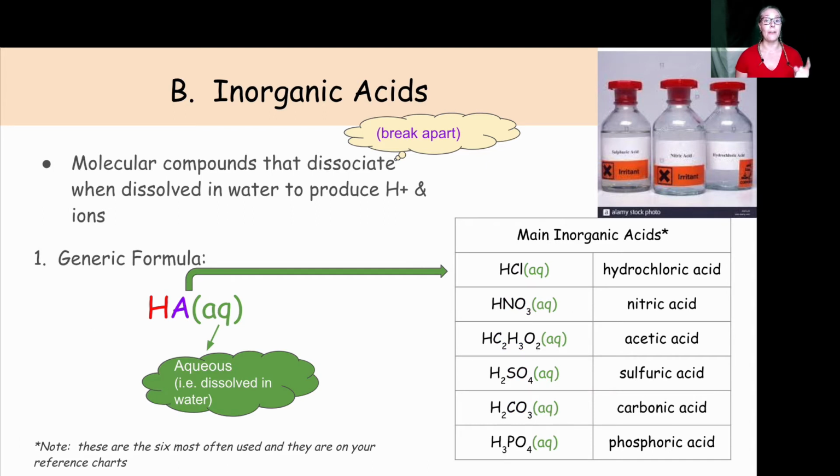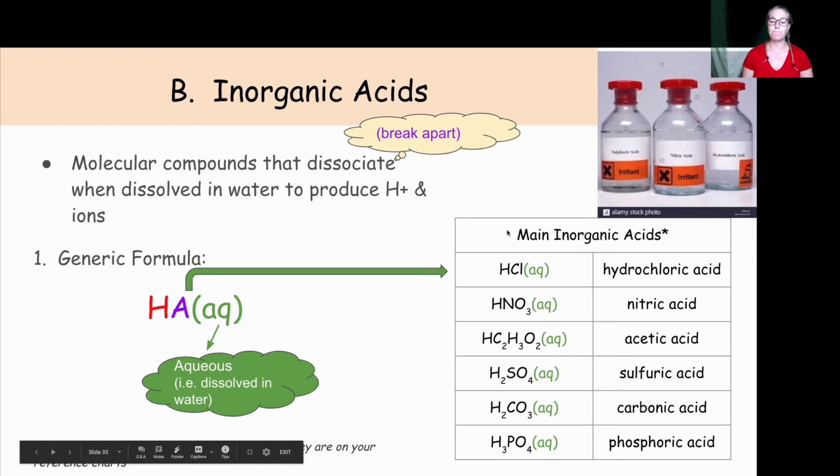And then they all have to end in AQ. That AQ indicates the state, right? For these, it is aqueous. They have been dissolved in water, so they're called aqueous, and we designate that with an AQ. So you can see all of them in green at the right have AQ there, right?